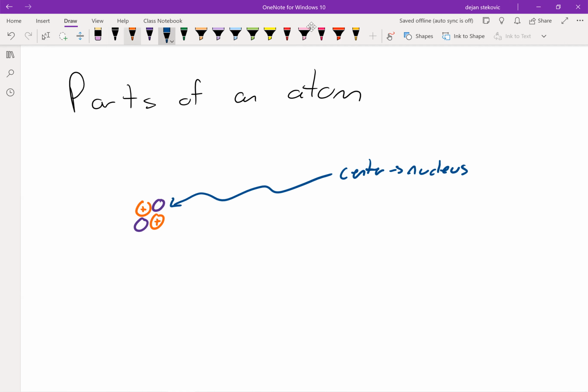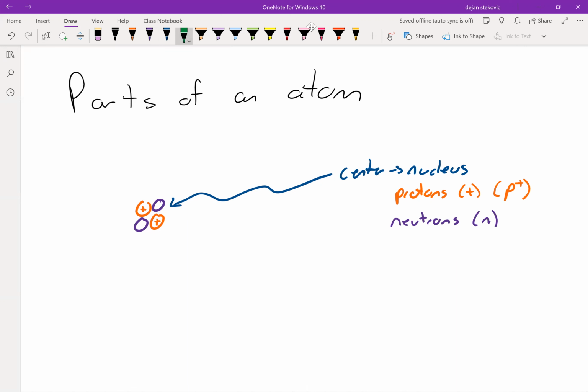And it's made up of protons, which have a positive charge. Sometimes I'll write them just as P plus for protons. And then it's also made up of neutrons, which don't have any charge. They're charge neutral. And sometimes I'll just give them the symbol of little n.